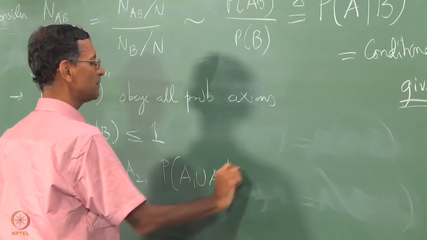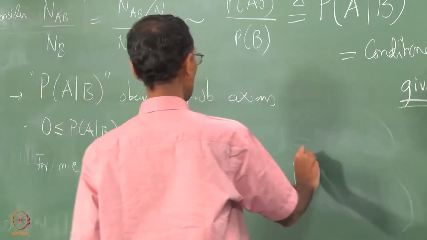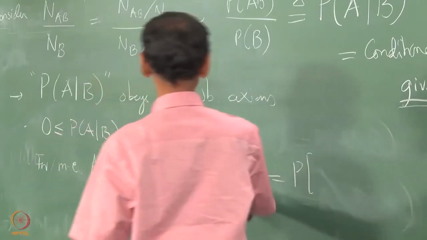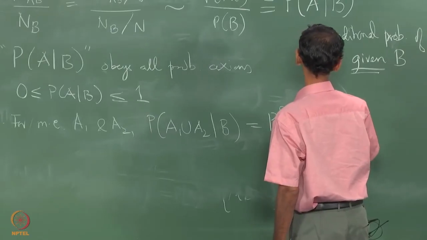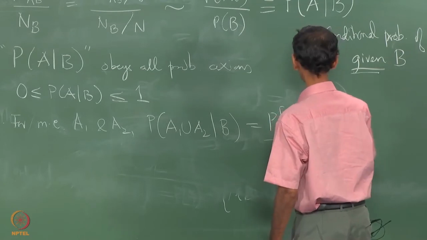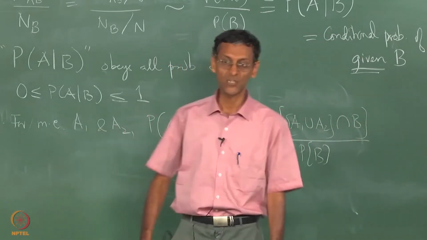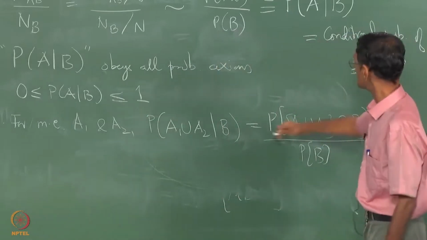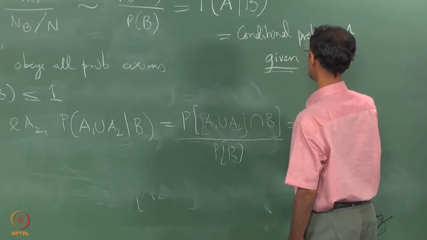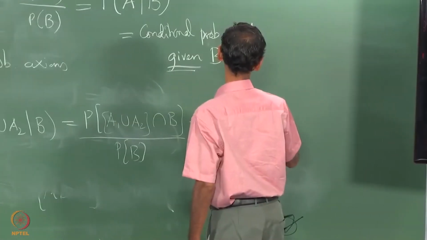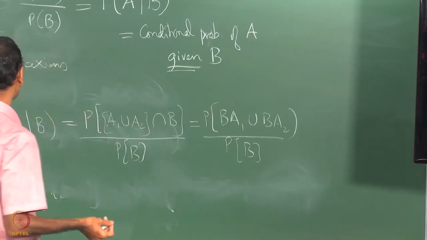So A1 union A2 given B, what I am going to write here, the first step is for any A1 and A2, not necessarily mutually exclusive, you have P of A1 union A2 intersection B divided by P(B). By definition, this part is true for any A1 and A2. Okay, so this of course can now be simplified. We take the B inside, so this is P of B A1 union B A2 divided by P(B). Up to here it is right, there is no change.